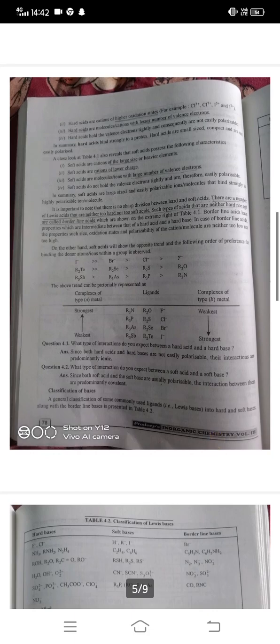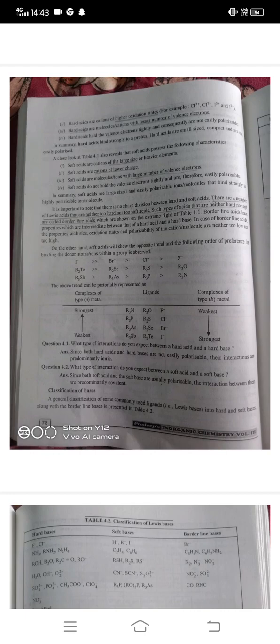Soft acids are the cations of large size or heavy elements. Soft acids are cations of lower charge. Soft acids are molecules or ions with a larger number of valence electrons. Soft acids do not hold the valence electrons tightly and therefore are easily polarizable. In summary, soft acids are large-sized and easily polarizable ions or molecules that bind strongly to highly polarizable ions or molecules.